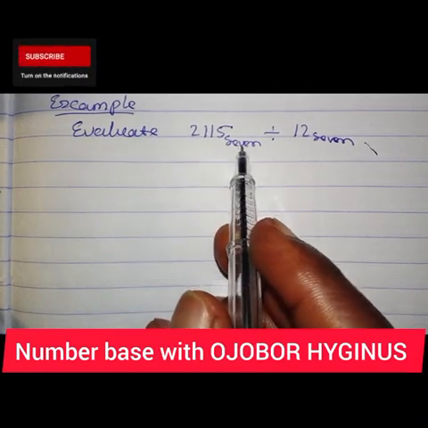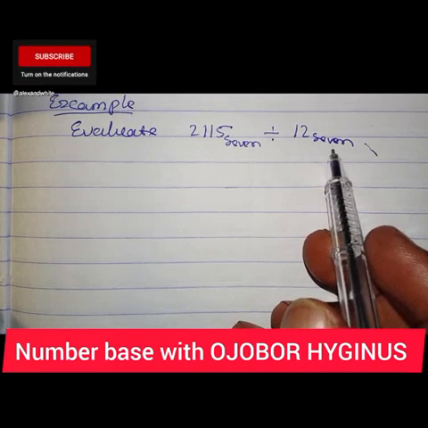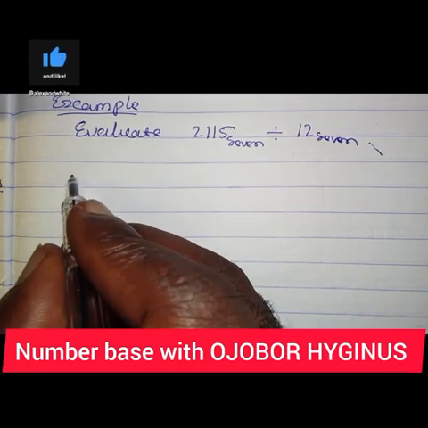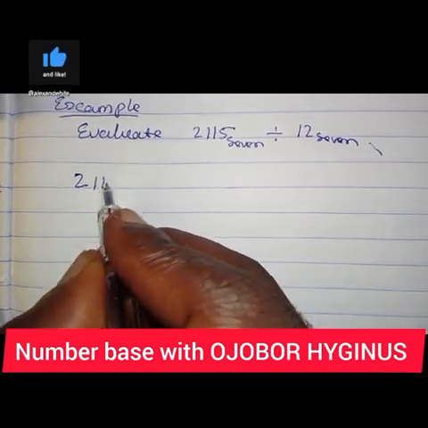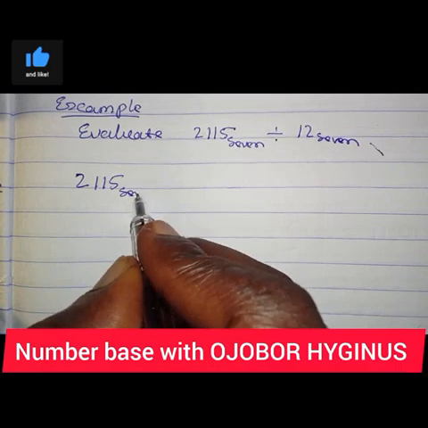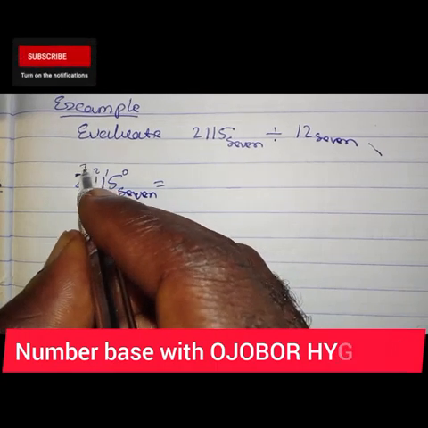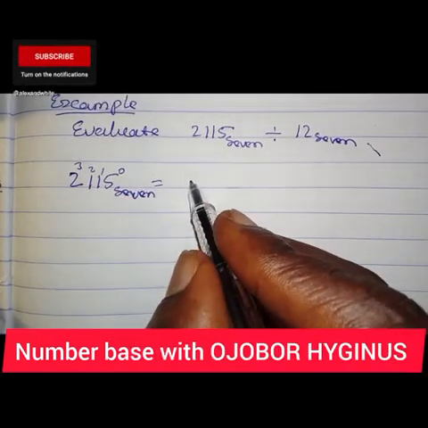Evaluate 2115 base 7 divided by 1212 base 7. We first of all convert 2115 base 7 to base 10. You remember that 0, 1, 2, 3. That's the place value we give to it.